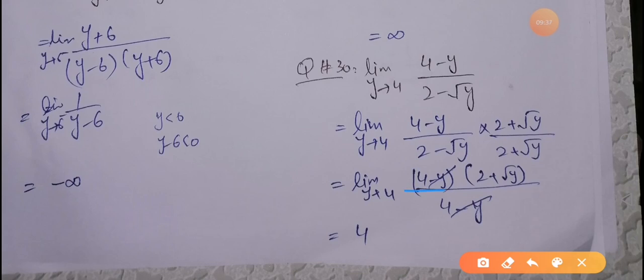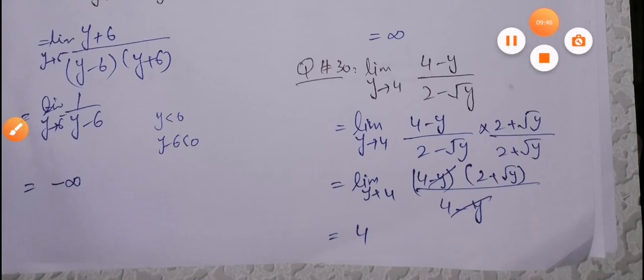So 4 minus y into 2 plus square root of y, applying the formula over here, that is a square minus b square, we will get 2 plus square root of y, and inserting the value we get 4 as an answer.